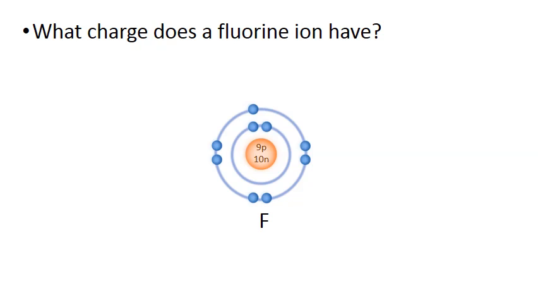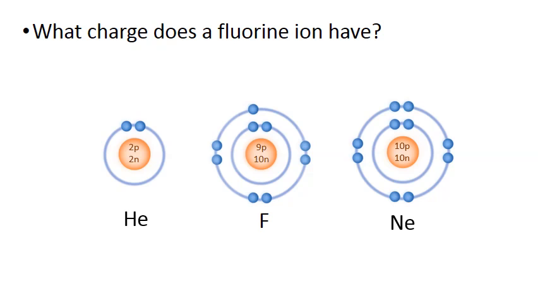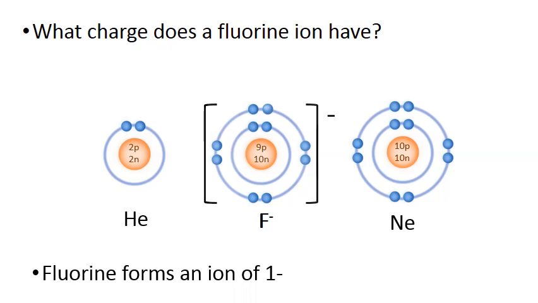So fluorine has 7 electrons in its valence shell. So is it going to lose all 7 of those to be like helium? Or is it going to gain 1 to be like neon? Well, it's going to be a heck of a lot easier to gain 1 than it is going to be to lose 7. So fluorine gains 1 electron, and because it's got more electrons than protons now, it has a negative charge. So fluorine forms an ion of 1-.